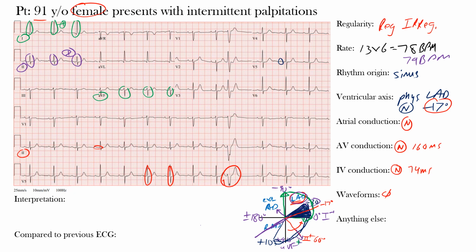So is there anything else that we're missing here? Well, how about the R wave progression in the precordial leads?